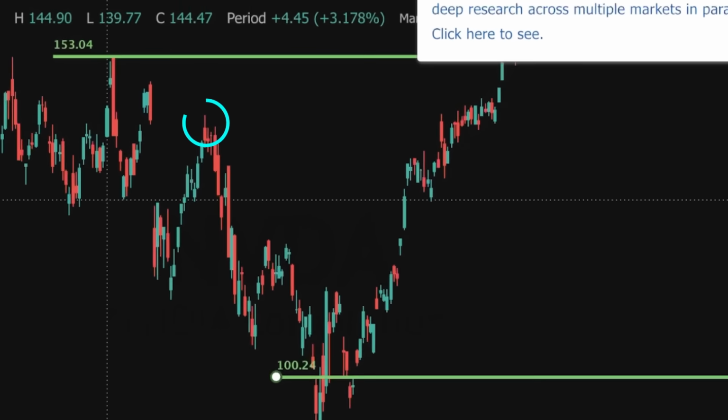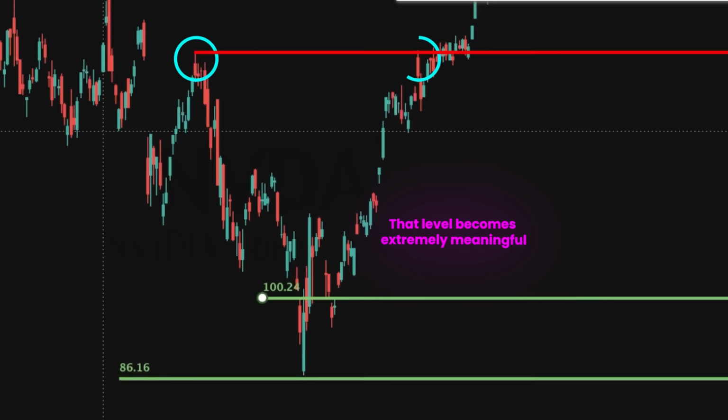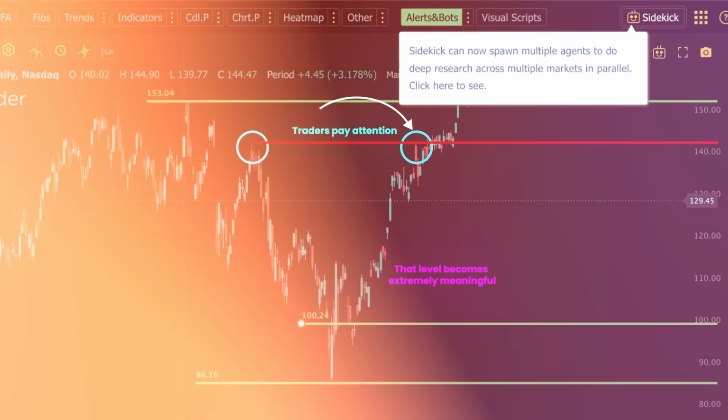Markets remember where big reactions happened. So if a stock fell hard from a certain level before, that level becomes extremely meaningful. And when price returns there again, traders pay attention. And sometimes price rejects again. Sometimes it breaks through and creates a breakout, but either way, that level becomes important. That's why traders mark these areas. They're not predicting the future. They're just identifying where reactions are likely to occur.